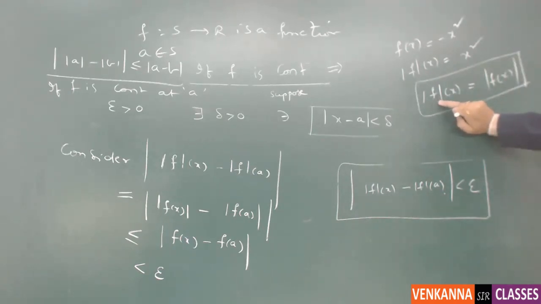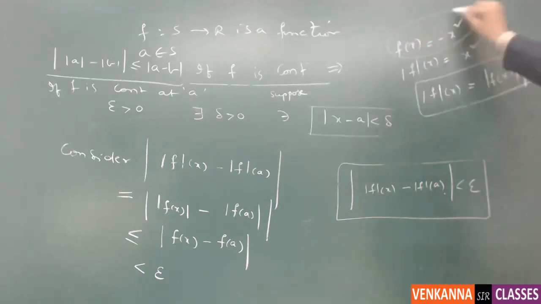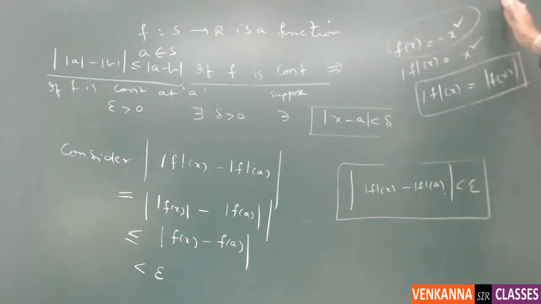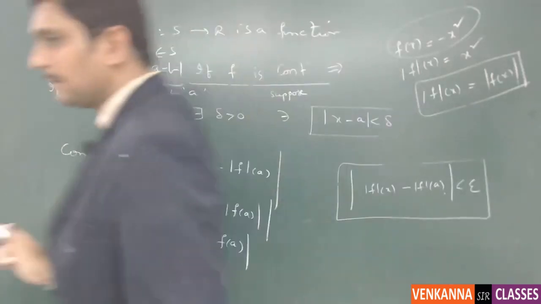How are we defining modulus of a function? For the function value f of x, you are taking the modulus. So what is the idea here? If you take a function f, whatever may be the output result, we always consider the positive value of it. That is the actual interest under modulus. Clear?